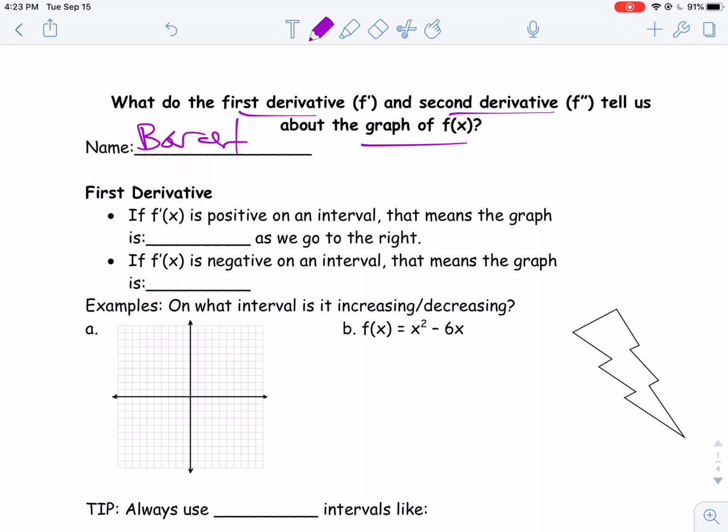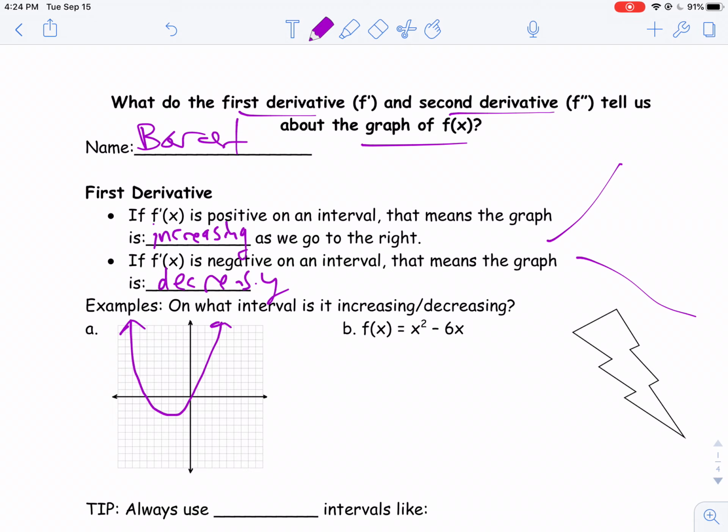Okay, so let's talk about the first derivative first. If f prime is positive on an interval, that means our graph is increasing as we go to the right. If we have a positive slope, our function is going up. If my first derivative is negative, we have a negative slope, so it means the graph is decreasing as we go to the right. It's going down. So for example, if I give you a graph that looks like this, right?